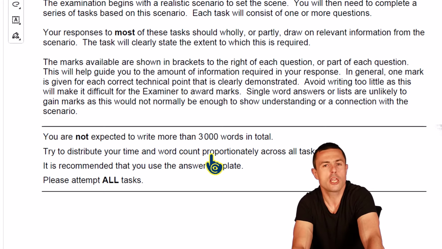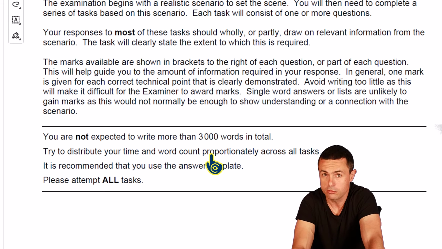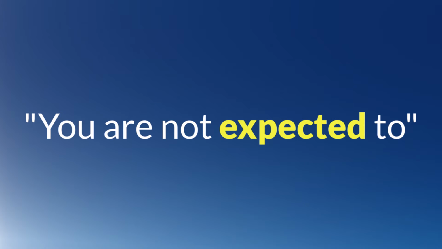It doesn't say you must not write more than 3,000 words in total, right? Because if it did, that would mean it's an absolute word count limit. You must not exceed it. But here it doesn't say that. It says you are not expected to. And that is very, very different. NEBOSH is saying, listen, you can pass this in about 3,000 words. You don't have to overdo it.